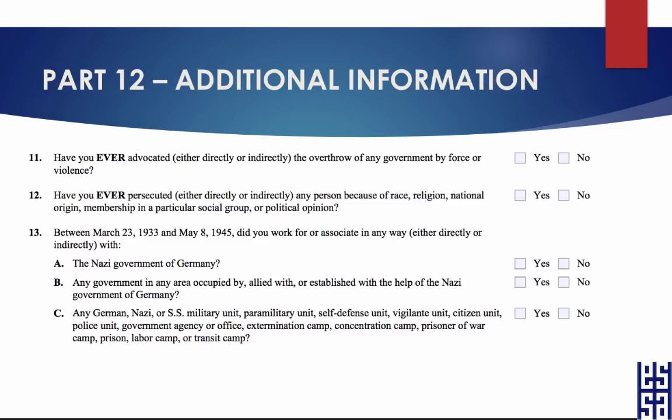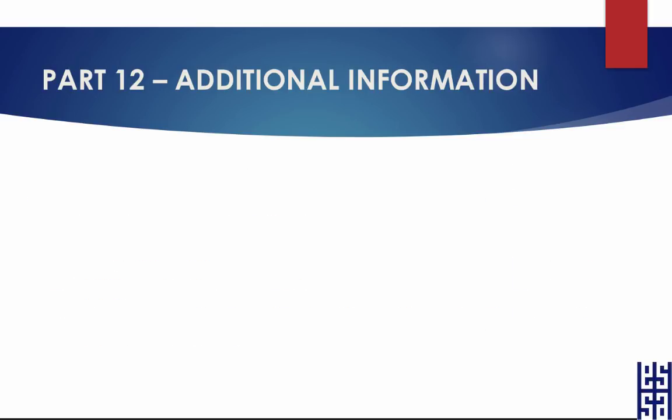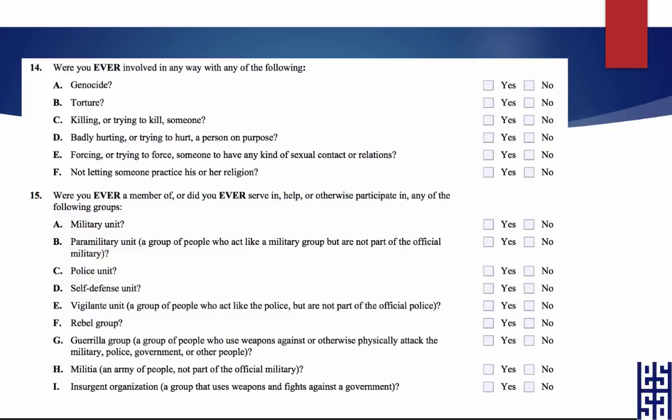Part 12, questions 11 through 21, ask about terrorist activities and participation in acts of persecution, genocide, torture, and killings. This series of questions also asks about participation in prison camps, paramilitary groups, and guerrilla groups.